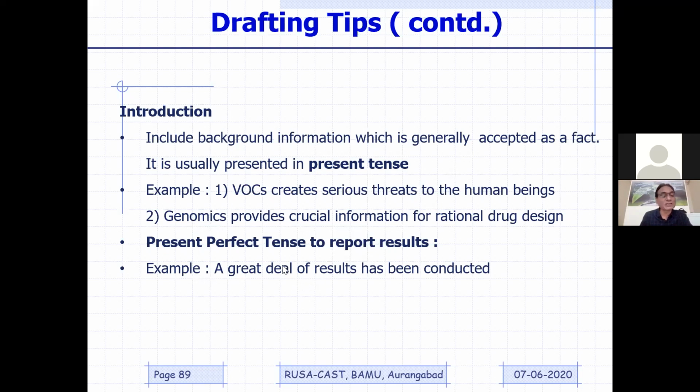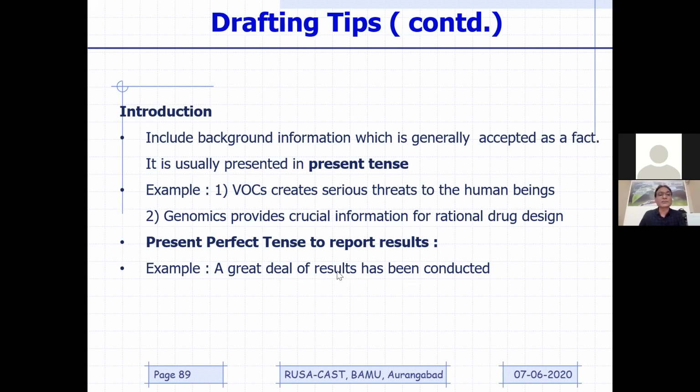Whenever you are reporting, because in the introduction also you will be reporting your result at the end of your introduction. So, for example, a great deal of research has been conducted. So this is the present perfect tense. A great deal of research has been conducted, right?